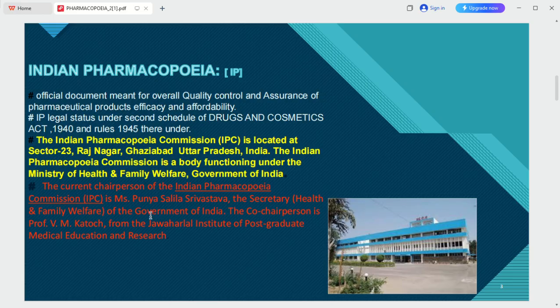Right. The current chairperson of the Indian Pharmacopoeia Commission is Ms. Punya Salila Srivastava. And the co-chairperson is Professor V.M. Katoch from the Jawaharlal Institute of Postgraduate Medical Education and Research. He is also with medical research. The current chairperson of the IPC, Ms. Punya Salila Srivastava, is also Secretary in Health and Family Welfare. Okay, right. Next slide.